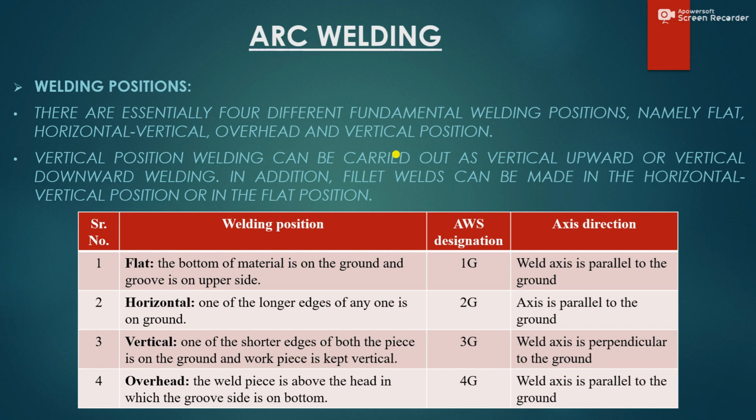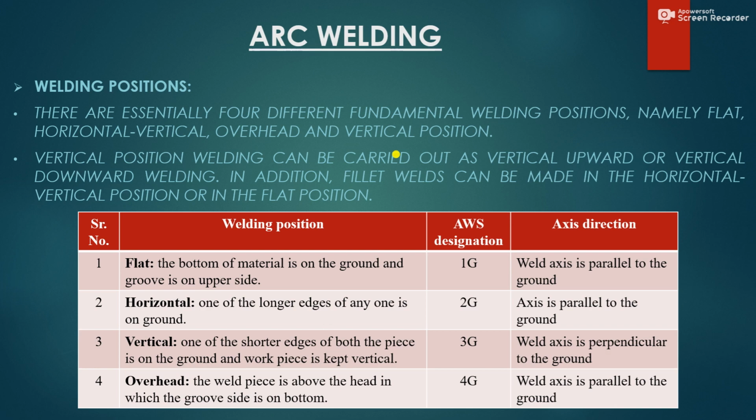The second position is the horizontal position, in which one of the longer edges of the pieces is on the ground. Just suppose we have 2 rectangular pieces, and one of the longer edges of the rectangular piece will be on the ground, and the welding will be carried out. The designation for it is 2G, and the axis direction will be parallel to the ground.